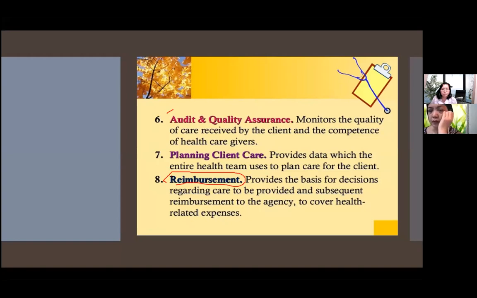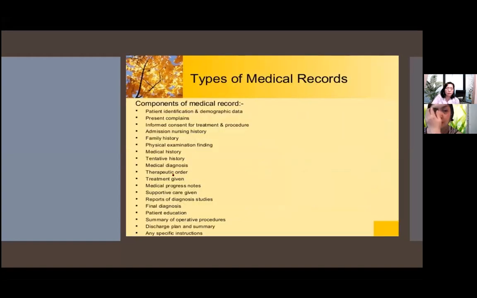Ayan, reimbursement. So, what are the different types of medical record or kung ano-ano ba ang nakikita mo sa medical record? So when you say medical record, these are patients' data that are related to the medical information. Okay, so you have the patient identification, present complaint, informed consent, nursing history, family history, medical history. So kung makikita mo, lahat ng nandito is about healthcare professional.